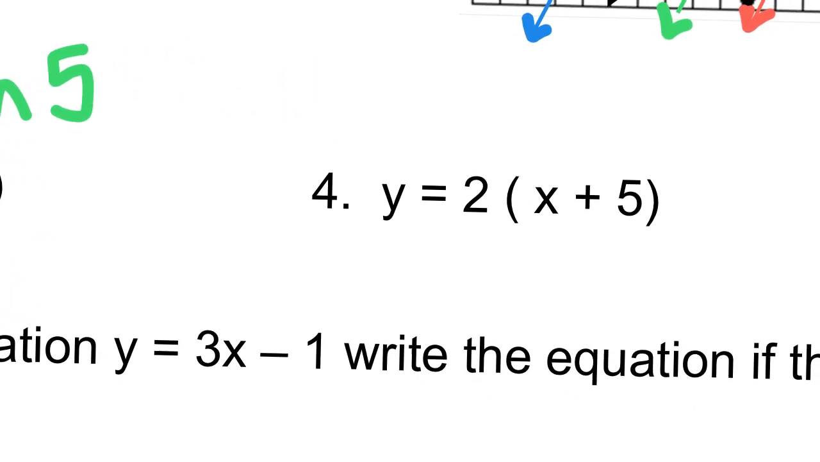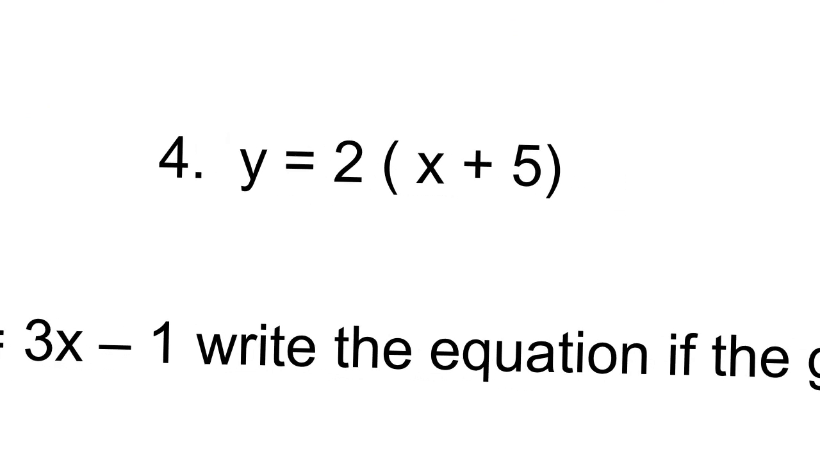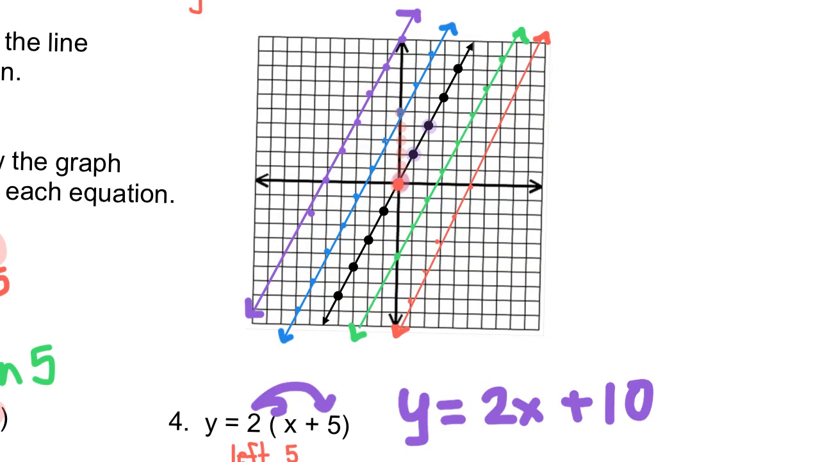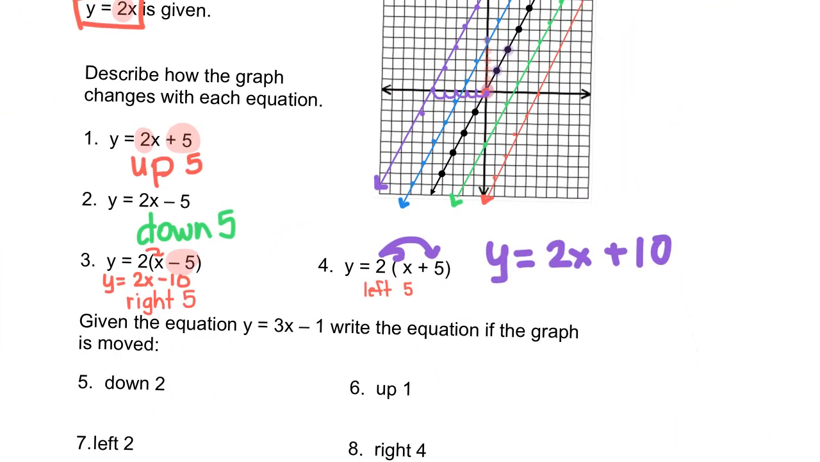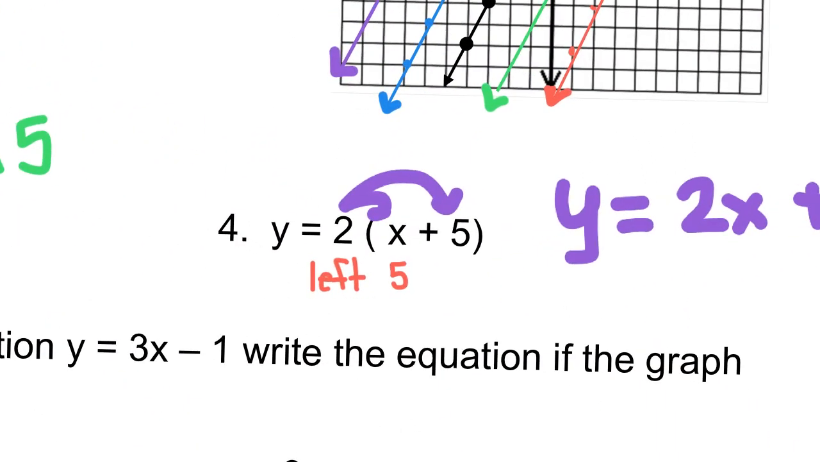Now make a prediction on 4. What do you predict will happen? Well, in this scenario, because the plus 5 is in the parentheses, the function will shift to the left 5. Pause the video here and graph that linear function. Now that you've graphed your function, notice that from the origin, the function has shifted to the left 5 places. And you'll know that because of the parentheses.